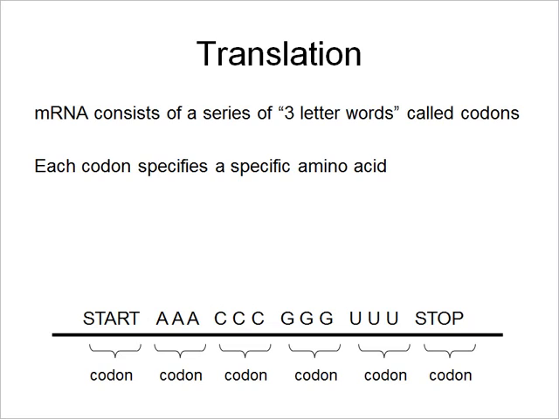The horizontal line, beginning with start and ending with stop, represents a messenger RNA molecule that has left the nucleus and is now out in the cytoplasm. The information on the messenger RNA is written in the form of sequences of 3 nucleotides called codons. The start and stop codons tell the ribosome where to begin and end. The other codons specify a specific amino acid.